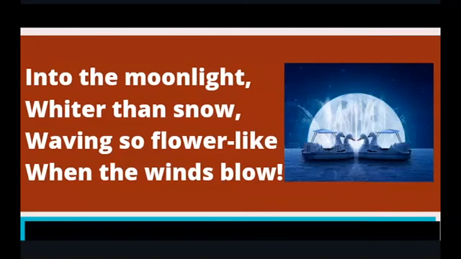Second stanza. Into the moonlight whiter than snow, waving so flower-like when the winds blow. Now in the first stanza, the poet has described the motion of the fountain in the sunlight and how it appears. In this stanza, the poet describes how the fountain appears in the moonlight. Let's read that stanza. Into the moonlight whiter than snow, waving so flower-like when the winds blow.